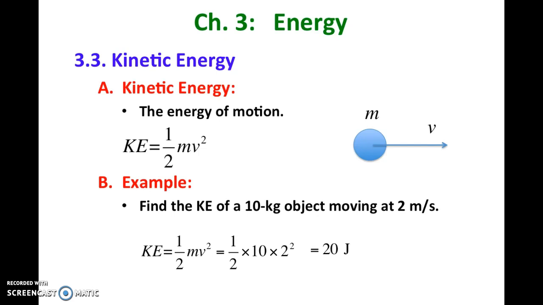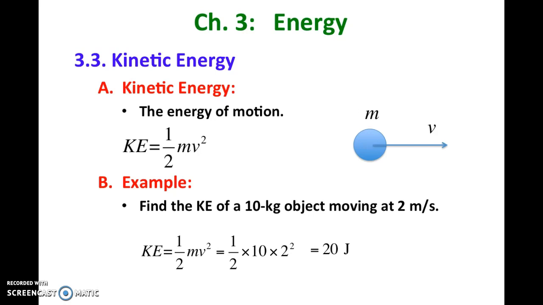Now we can say energy is the ability to do work. There are many types of energy. Energy of motion is called kinetic energy. For a moving object, its kinetic energy is calculated by half m v squared. m is the mass of the object, v is the speed of the object. The unit of energy is the same as work, joule.